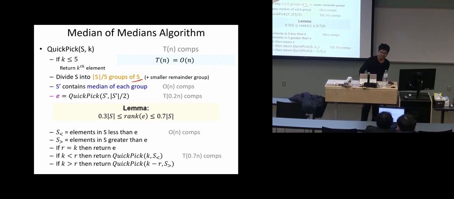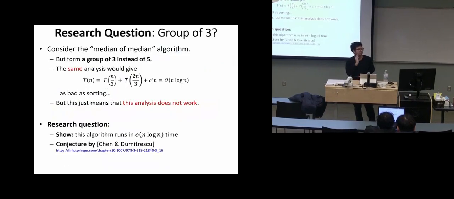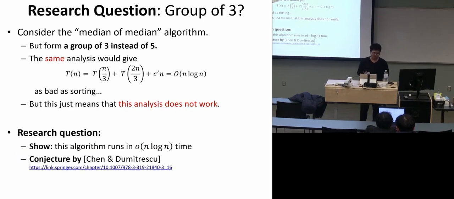But the question though, what if instead of 5 and 7 and 9, I choose a group of 3? Okay. Now this turns out to be a research question. You can define the median of medians algorithm when you form a group of 3. But if you follow exactly the same analysis, the recursion that you get will look like this.